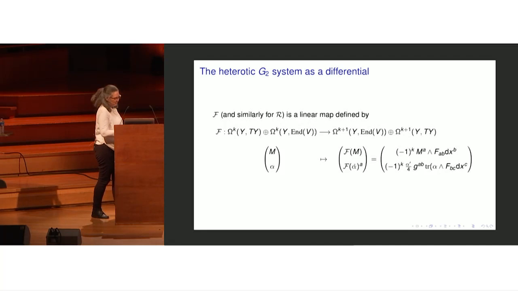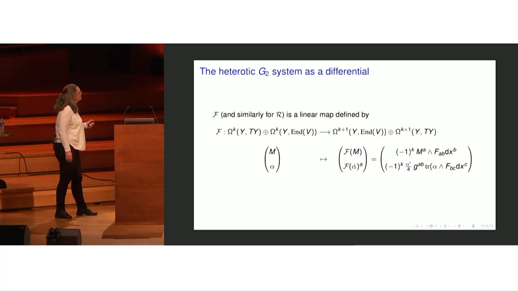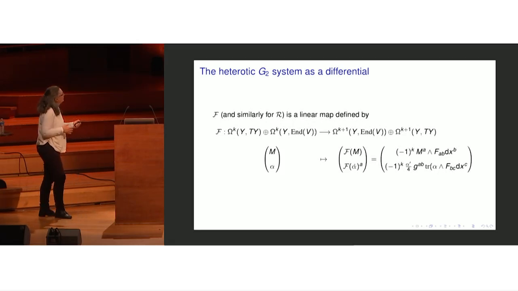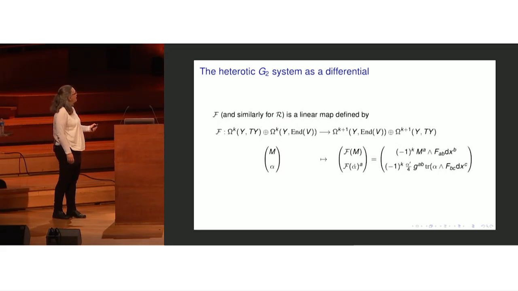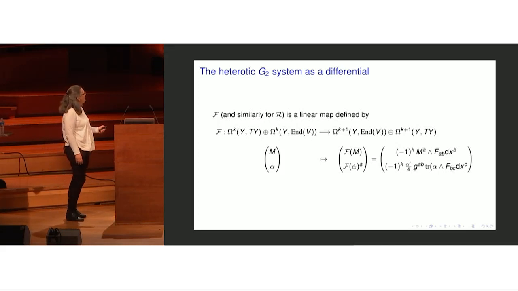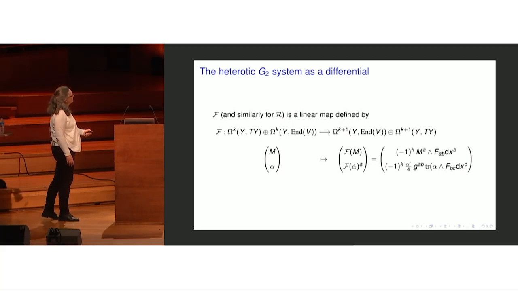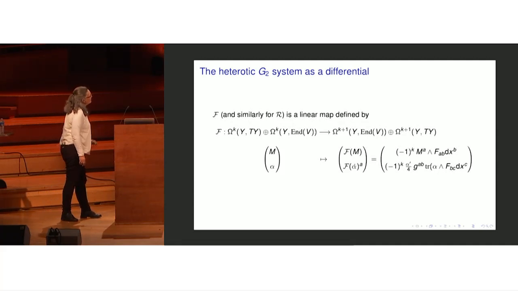In this previous slide we have F and R. F and R are linear maps that are defined by this equation. So if M is a k-form with values in the tangent bundle, and alpha is again a k-form with values in the endomorphisms of V, they get mapped into k plus 1 forms. But now this form M, this vector-valued k-form, gets mapped into a form that has values in the endomorphisms of V by this contraction here. And alpha gets mapped into an object that has values in the tangent bundle by this equation there.